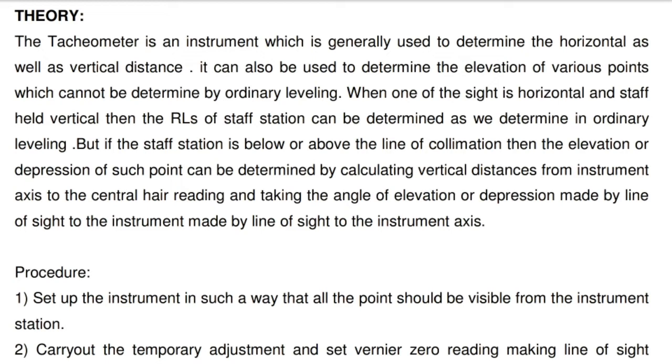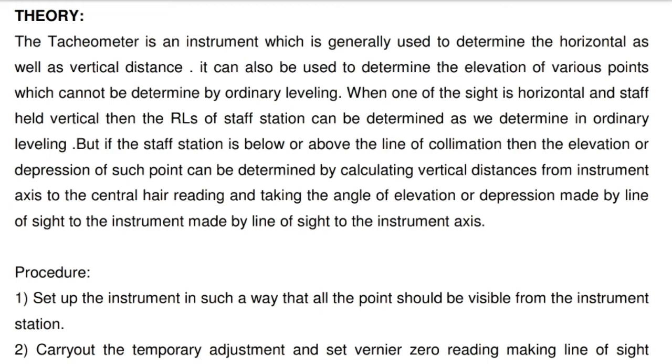But if the station is below or above the line of collimation, then the elevation or depression of such a point can be determined by calculating the vertical distance from the instrument axis to the center hair reading and taking the angle of elevation or depression made by the line of sight to the instrument axis.